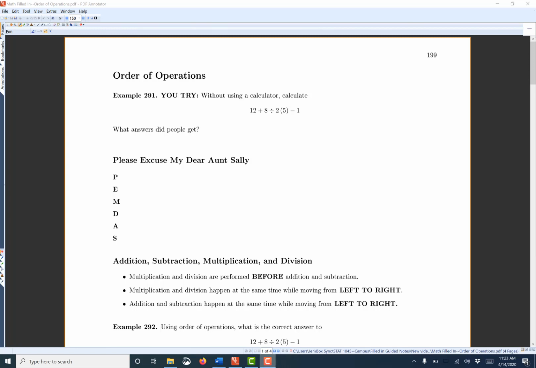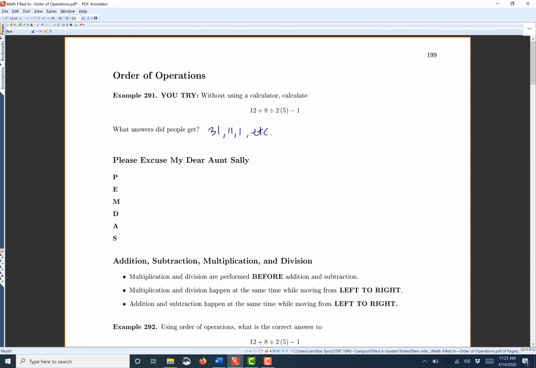Now, when I teach this in the large lecture, I got answers from 31 to 11, 1, etc. I got quite a few different answers. So the fact that we're getting different answers says that we need to learn about the order of operations. If we want everyone in the whole world to get the same answers when they do a problem, we all have to do it the same way.